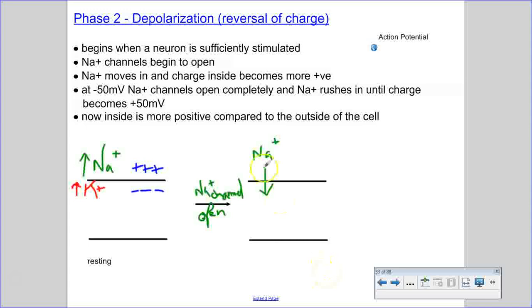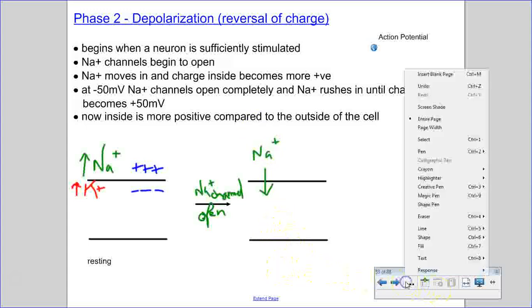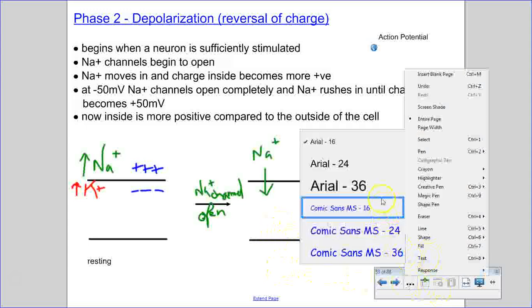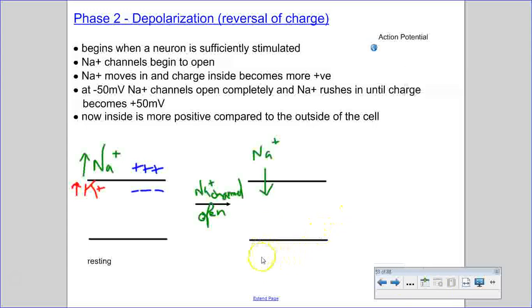Sodium channels open, so that means the sodium is going to come in. We call this process, where the sodium channels are opening and the sodium starts to rush in, depolarization, where the charges are reversing.